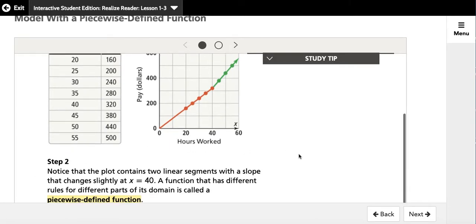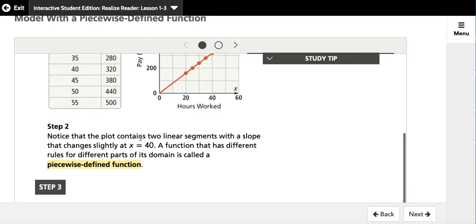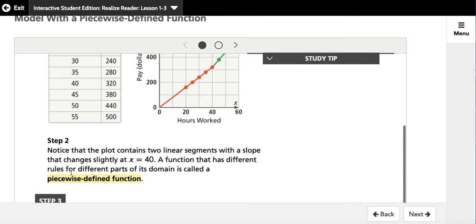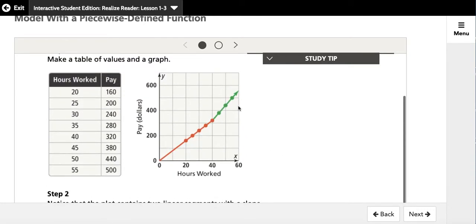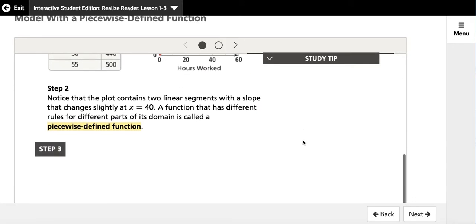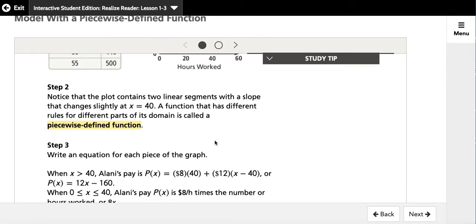Step 2. Notice the plot contains two linear segments with a slope that changes slightly at x equals 40. A function that has different rules for different parts of its domain is the vocabulary term piecewise defined function. That's what we have here. We have two pieces, so it's a piecewise defined function. Two distinct things, two separate types of equations.